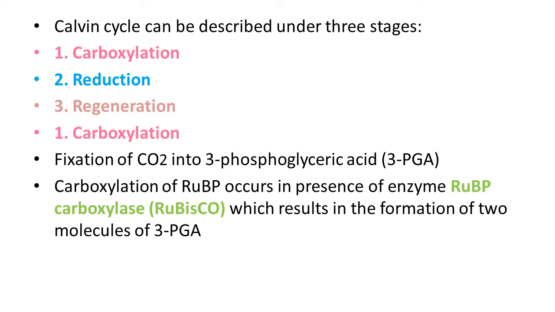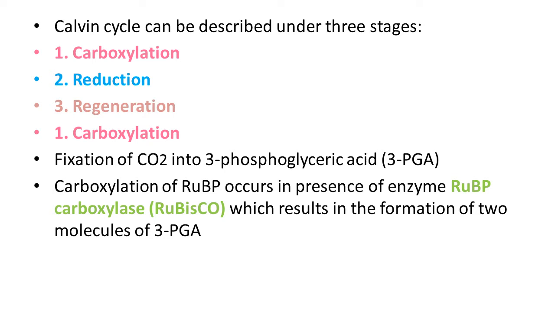For our study convenience, for easy understanding, this C3 cycle or Calvin cycle is described in 3 stages. Which are these 3 stages? These are first carboxylation, second reduction, and third regeneration. So there are 3 steps, stages or phases of the Calvin cycle or C3 cycle. Now let's study all the steps one by one in detail.